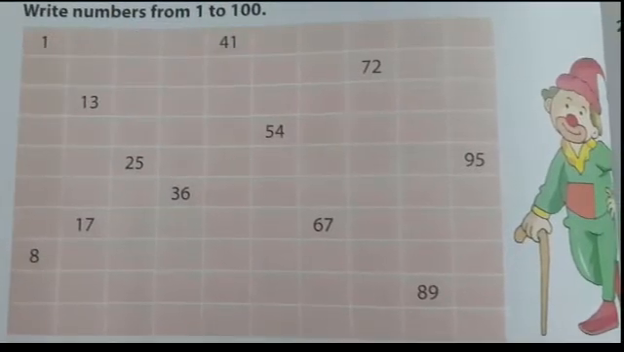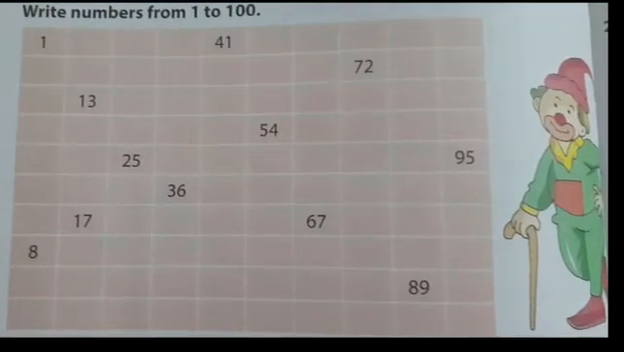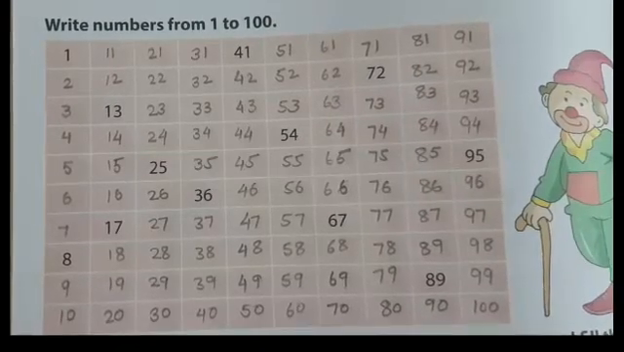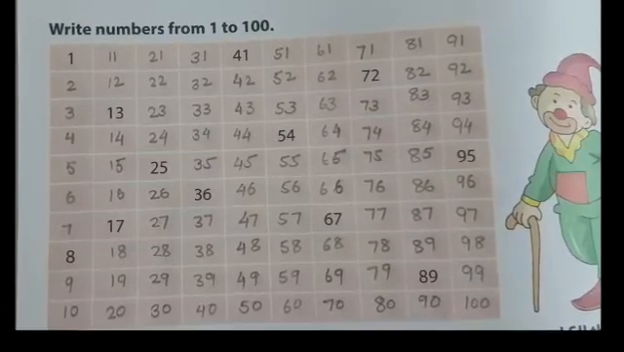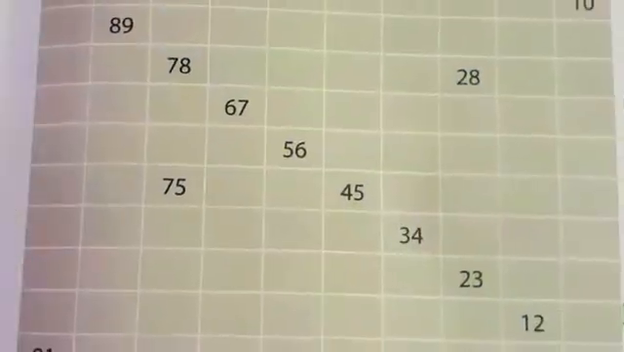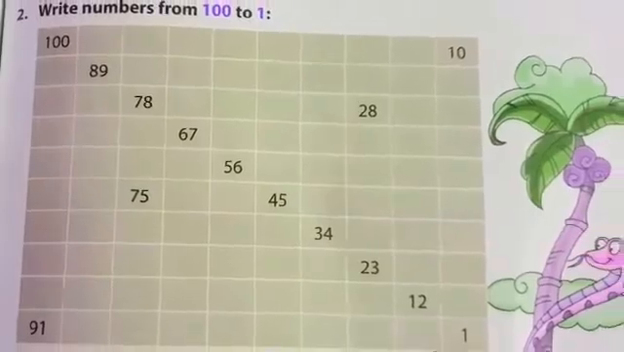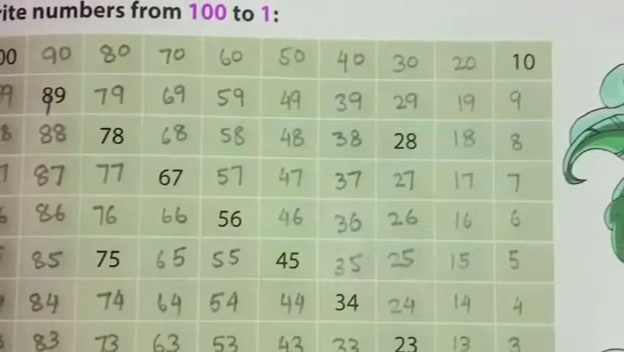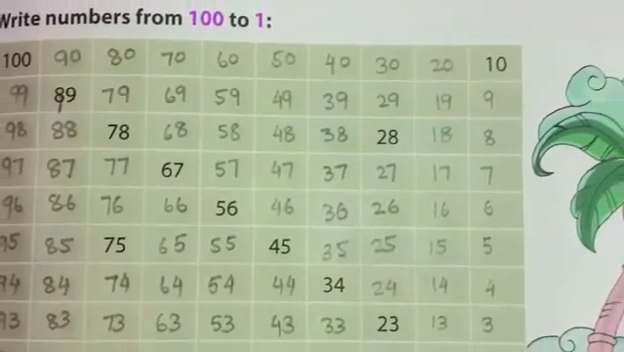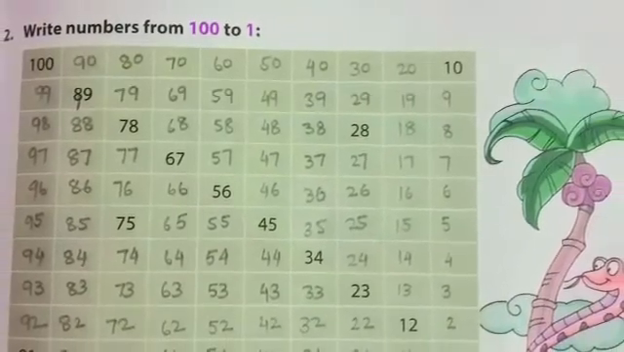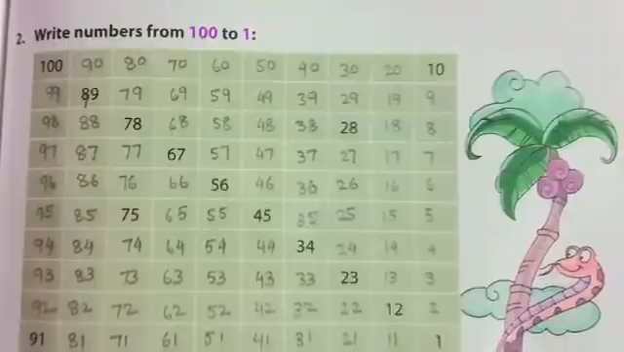Now open your book, page number 122 and write the numbers from 1 to 100. Okay? After completing this page, go to page number 123. Write the numbers from 100 to 1. That is backward counting from 100 to 1. 100, 99, 98, 97 like that.